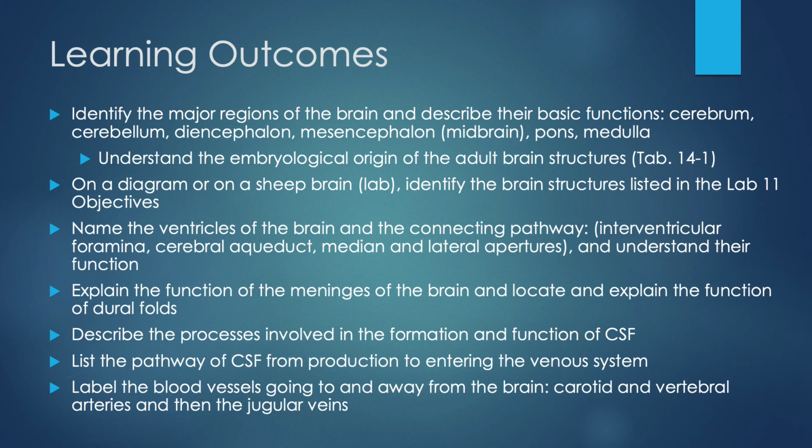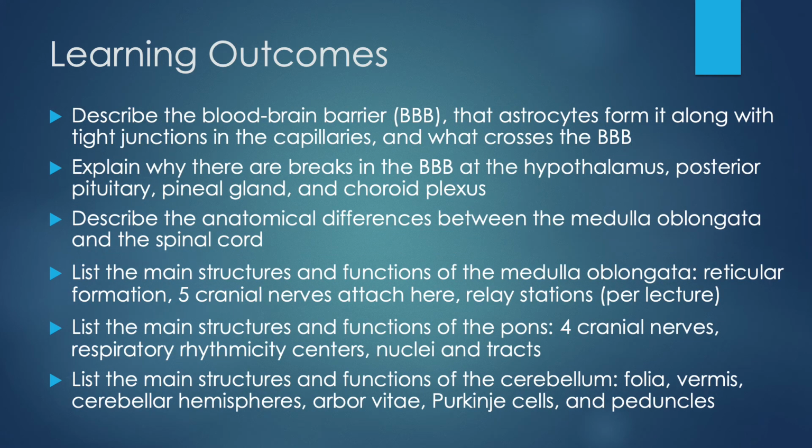And to label the blood vessels going to and away from the brain. This includes the carotid and vertebral arteries and also the jugular veins. Also, you'll describe the blood-brain barrier, abbreviated BBB, that astrocytes form it, along with tight junctions in the capillaries, and then what crosses the blood-brain barrier. To explain why there are breaks in the blood-brain barrier at the hypothalamus, at the posterior pituitary, pineal gland, and also the choroid plexus. To describe the anatomical differences between the medulla oblongata and the spinal cord.